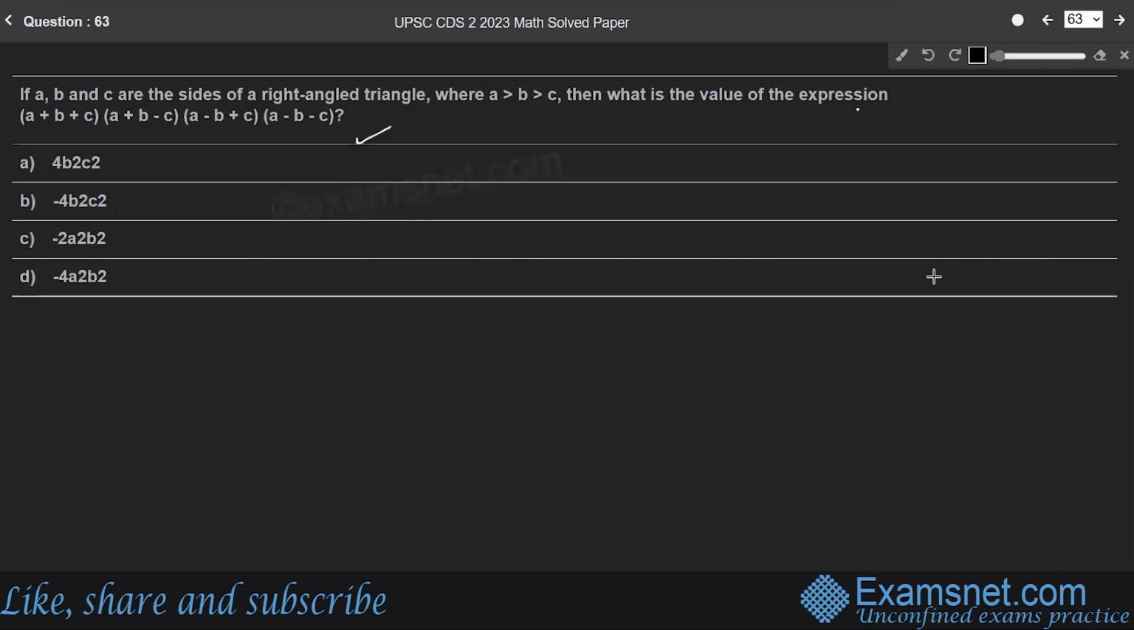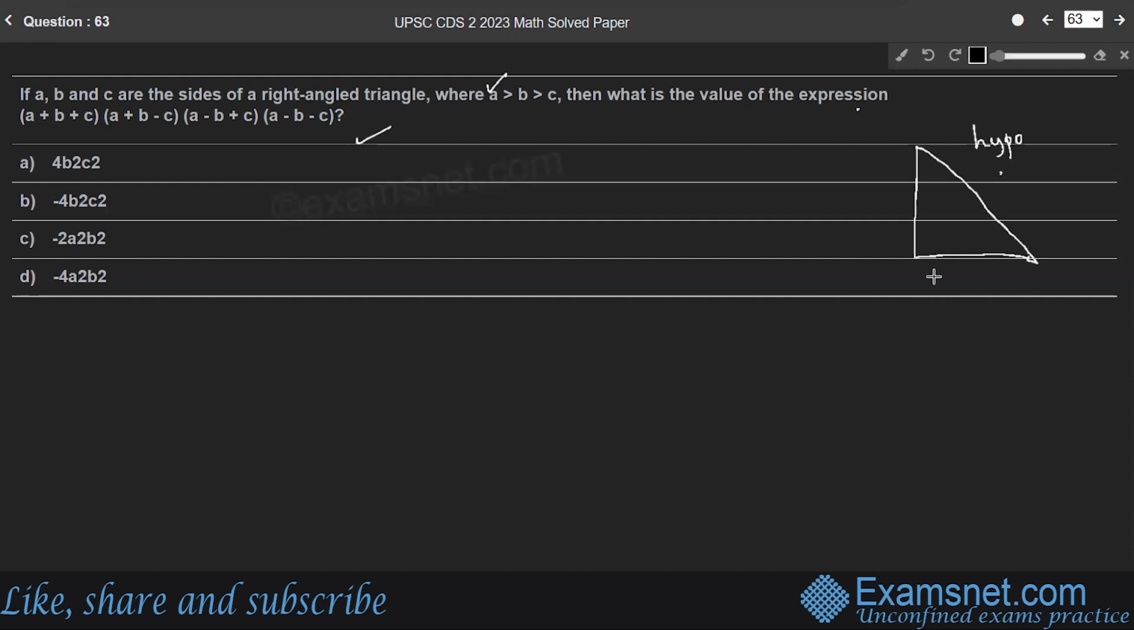Question 63. If A, B and C are sides of a right angle triangle, where A greater than B, B greater than C, then what is the value of the expression? Very simple question. So we'll consider a right angle triangle like this. It is given that A, B, C are sides. So A is the greatest side. In a right angle triangle, the hypotenuse will be the greatest side.